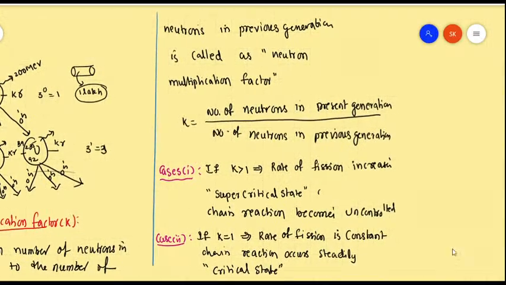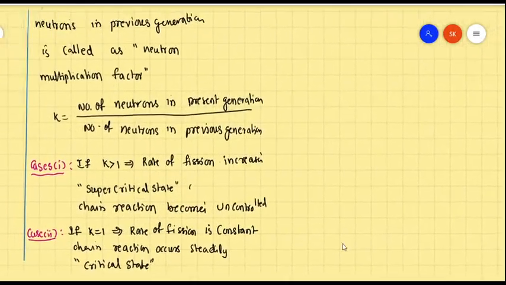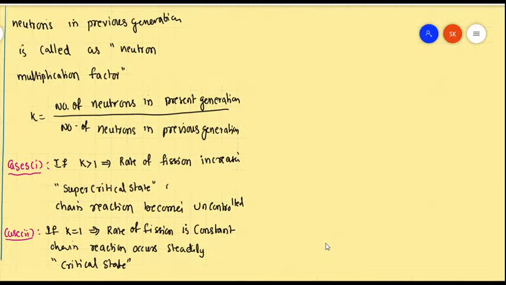If k is less than 1, that is called a subcritical state. Subcritical state. Okay, you should remember the words: what is the supercritical state and what is the subcritical state.